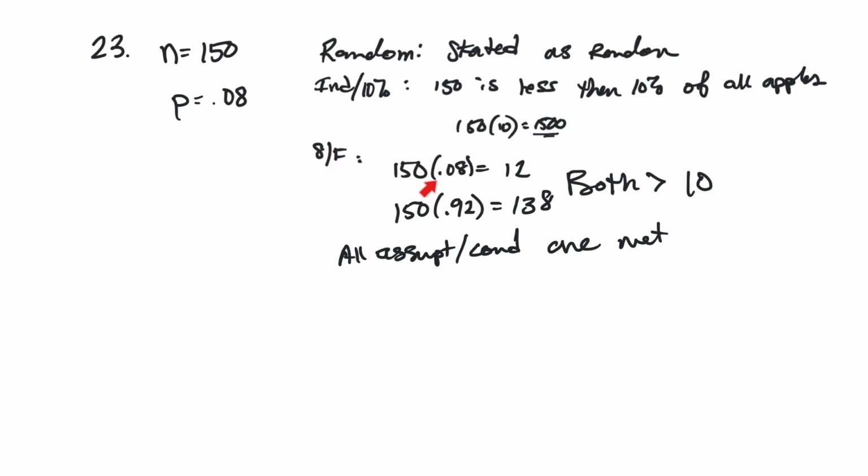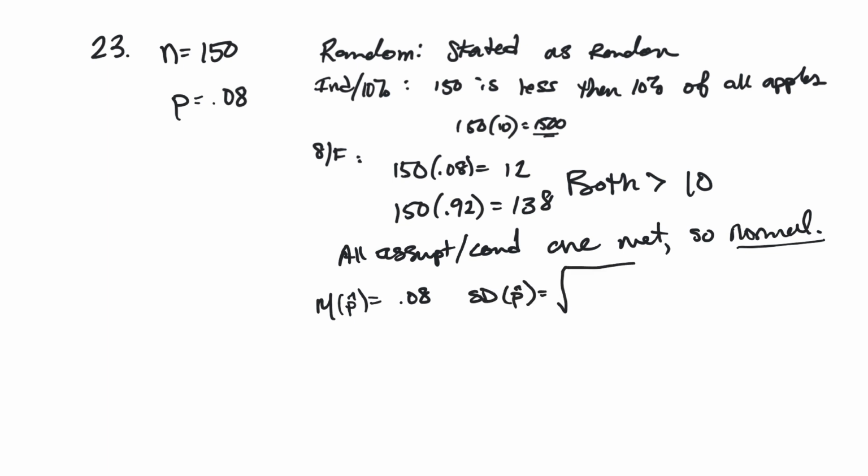Success or failure would be just like this, the 0.08 times 150, and then 0.92 times 150. Here again, that's close, but it's still inside that range. It's okay. We have 12 and 138. Because both of these are greater than or equal to 10, we can say that all of my assumptions are good and a normal model will be appropriate.